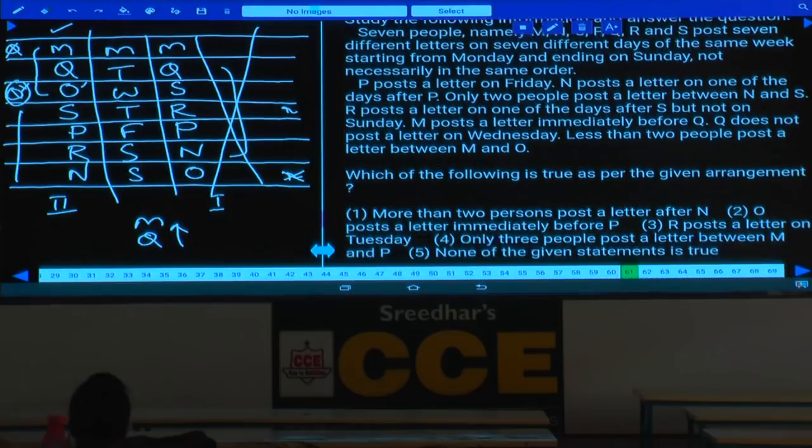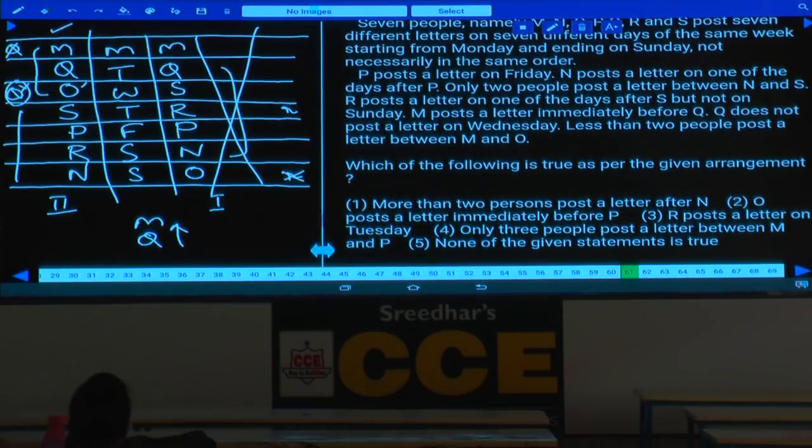Now question number 61. Which of the following is true as per the given arrangement? More than two persons post a letter after N. True or false? That is false, because there is no person after N. O posts a letter immediately before P. That is also false, because O is 2 days before P. R posts a letter on Tuesday. That is false, because R is on Saturday, not on Tuesday.